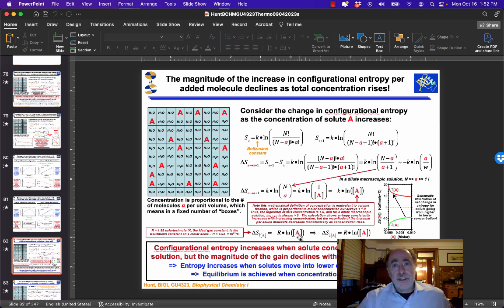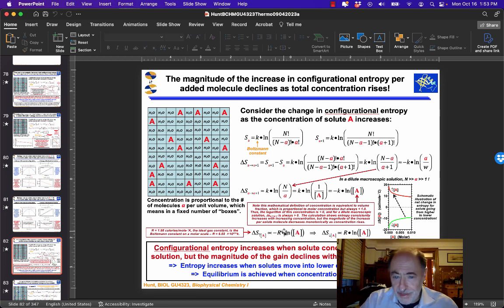Of course, the very simple characteristics of the logarithmic function mean that negative R ln of the concentration of A is going to be equal to R ln of 1 over the concentration of A. And so this is the fundamental equation describing the change in the entropy of the spatial configuration of a solution as you add a little bit of solute to an existing solvent.